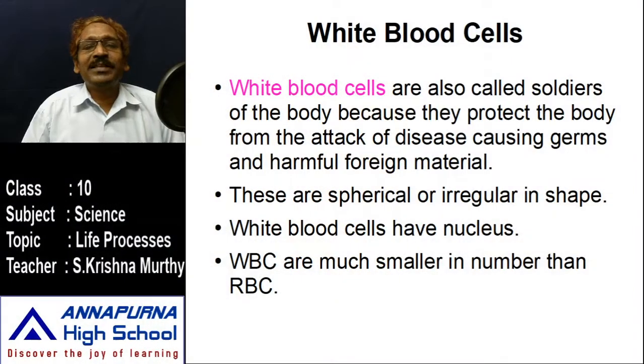Let us discuss once again about the white blood cells. The other name of the white blood cells is leukocytes. Leuko means white, cyte means cells. These cells are colorless cells present in the blood because there is no red colored pigment hemoglobin.